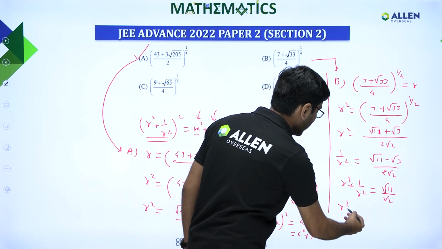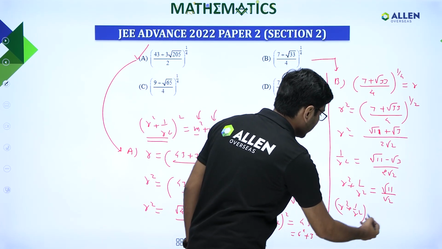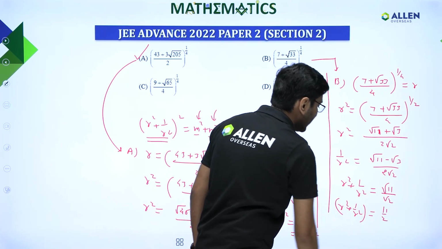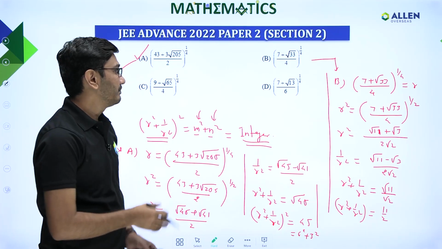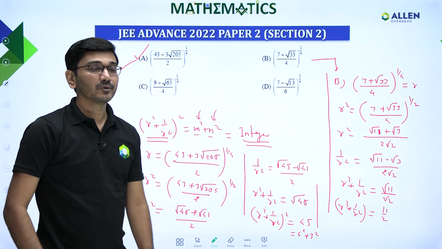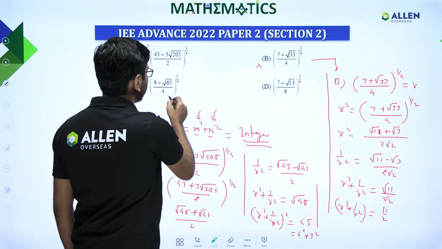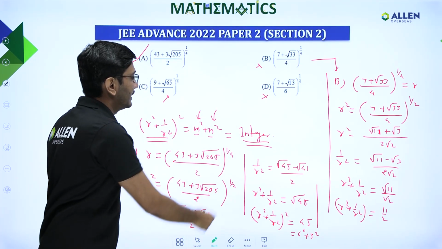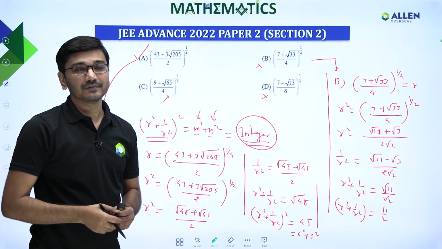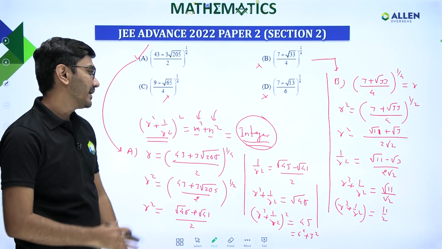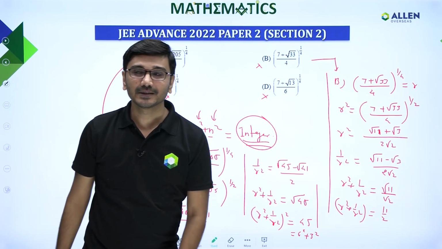So, the square of r square plus 1 by r square you may get 11 by 2, and now it is not an integer. So, in a similar fashion, if you just check for B, C and D options, you will come to know that these three will not give you an integer or sum of the squares of the integers. Only A option will give you that, and therefore, A option would be correct for this question.